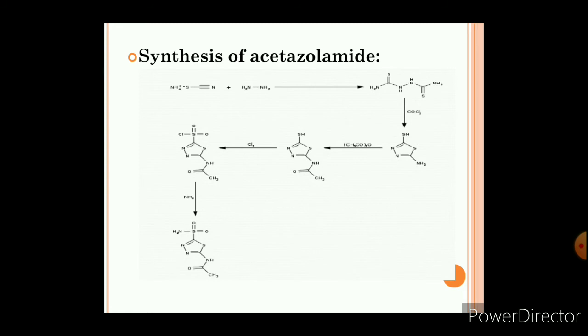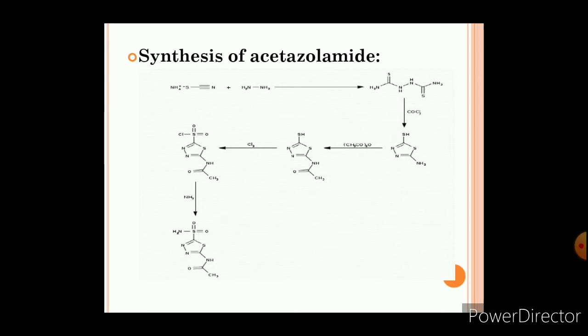Next is the synthesis of acetazolamide. The condensation of hydrazine hydrate with ammonium thiocyanate forms an intermediate, which is then converted into a cyclic compound upon reaction with phosgene. Then chlorination takes place. After the chlorination, it transforms into acetazolamide upon reaction with ammonia.